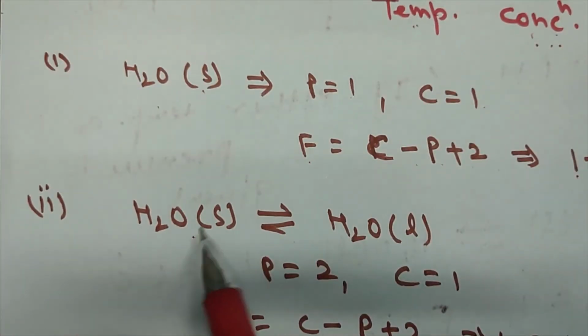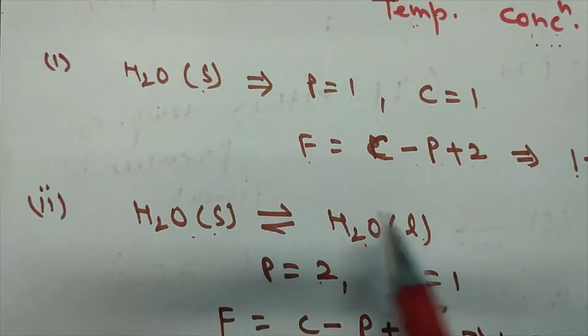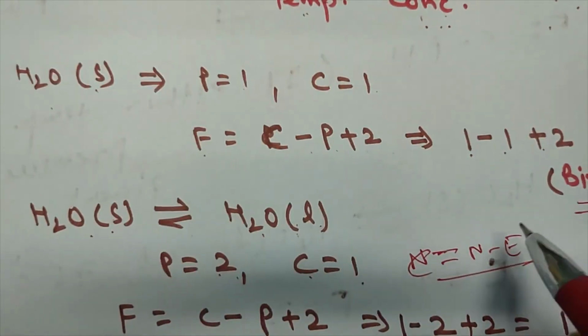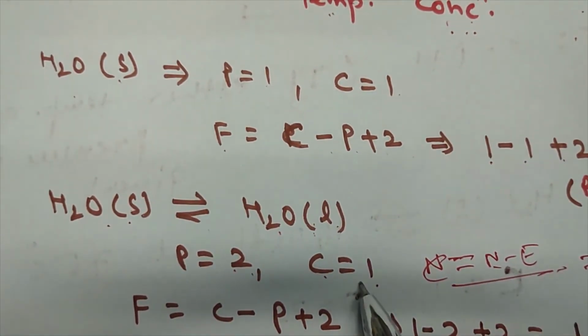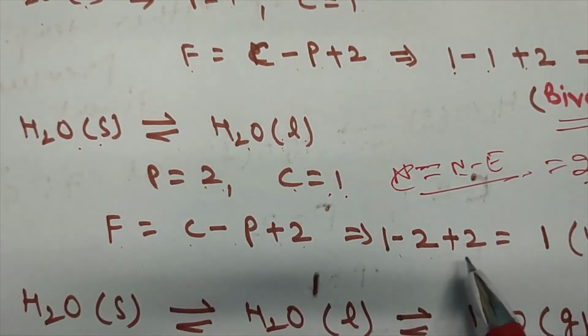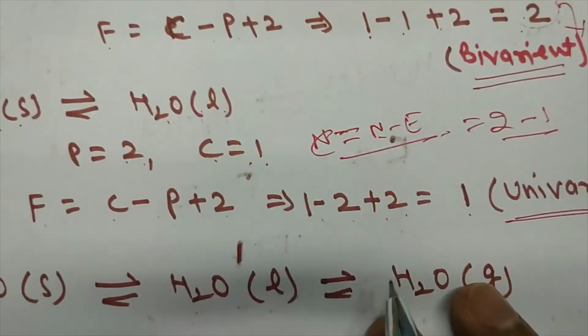Now H2O solid and H2O liquid. P is equal to 2 because they have different phases, solid and liquid. C is equal to 1. You may calculate by n minus A, the number of species minus equilibrium. Here the number of species is 2 and equilibrium is 1, so the component will be 1. What will be F is equal to C minus P plus 2: 1 minus 2 plus 2 is equal to 1. It means it is known as univariant.